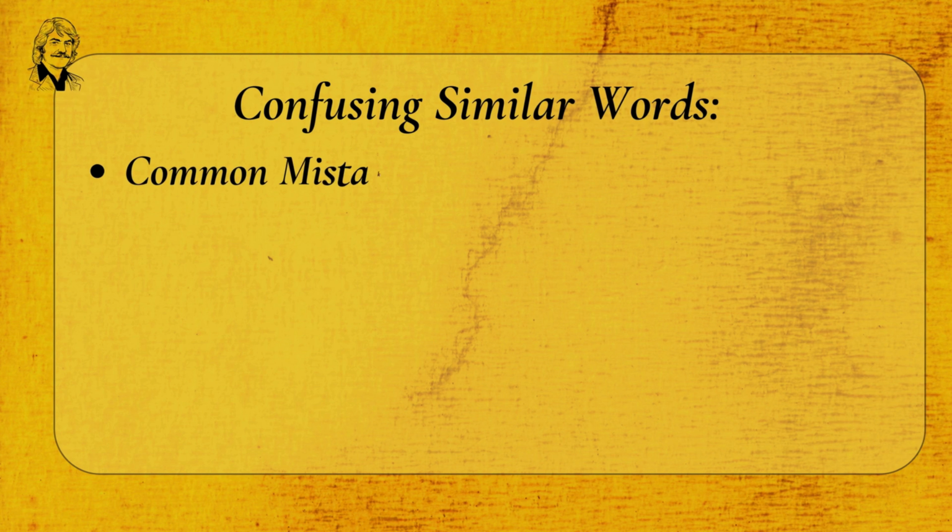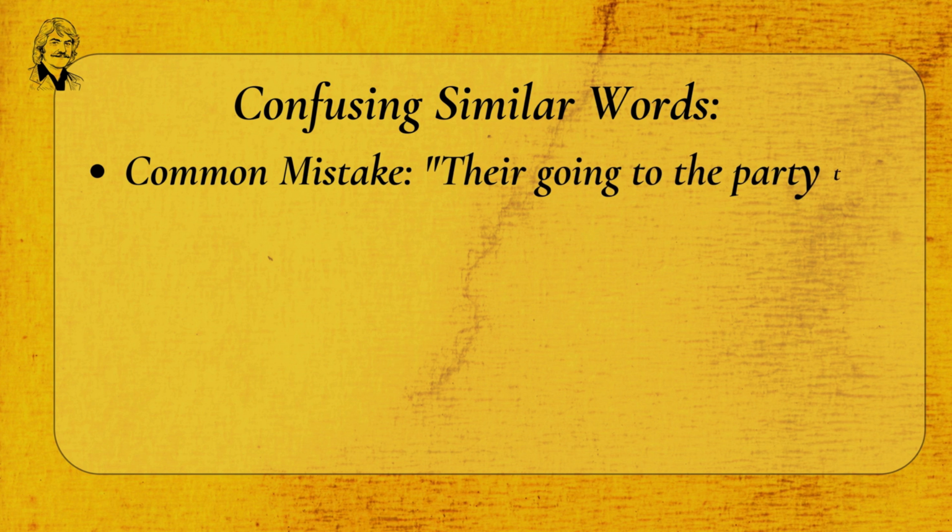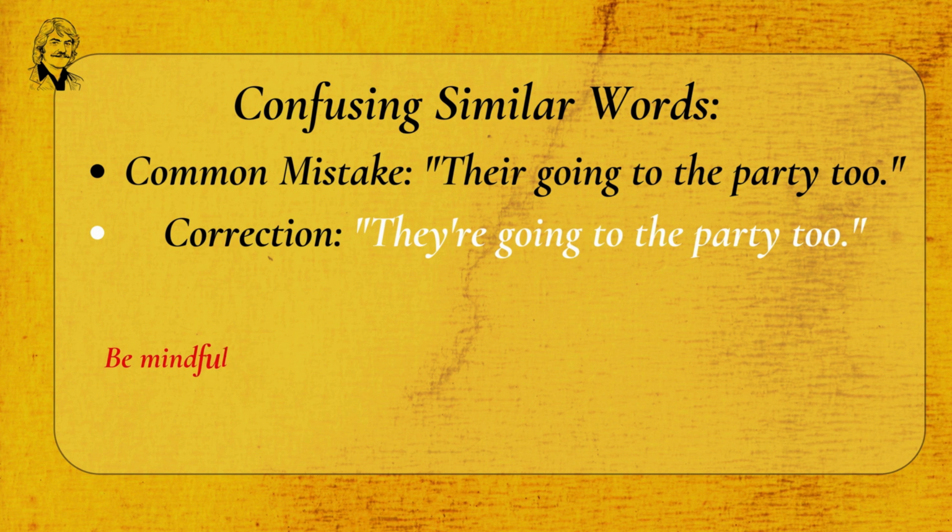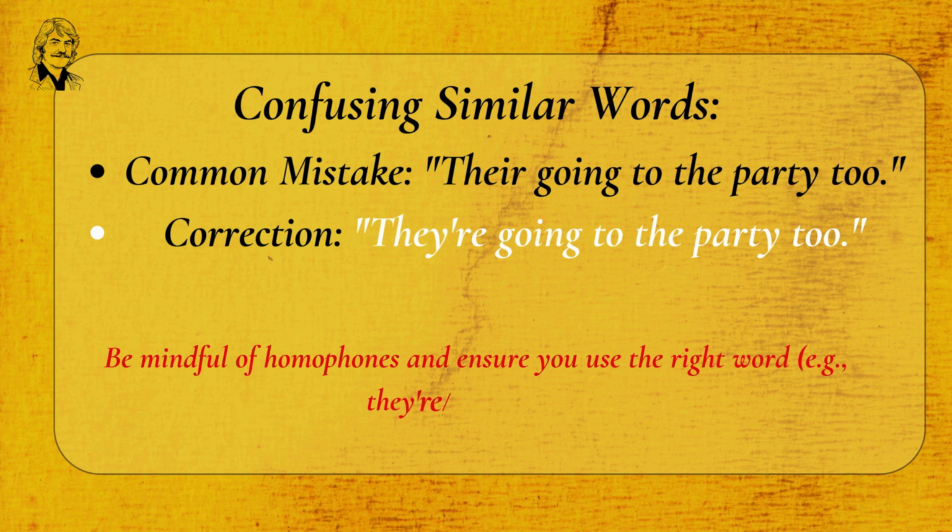Confusing similar words. Common mistake: They're going to the party too. Correction: They're going to the party too. Be mindful of homophones and ensure you use the right word, e.g., their/there/they're.